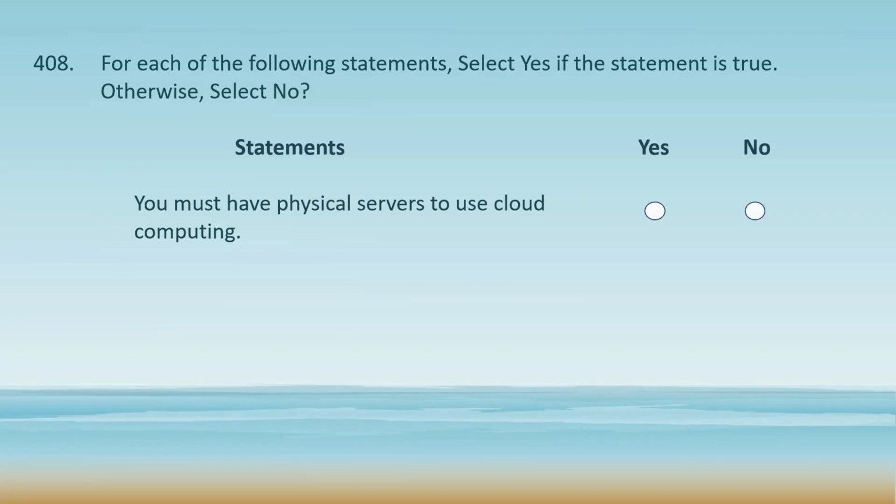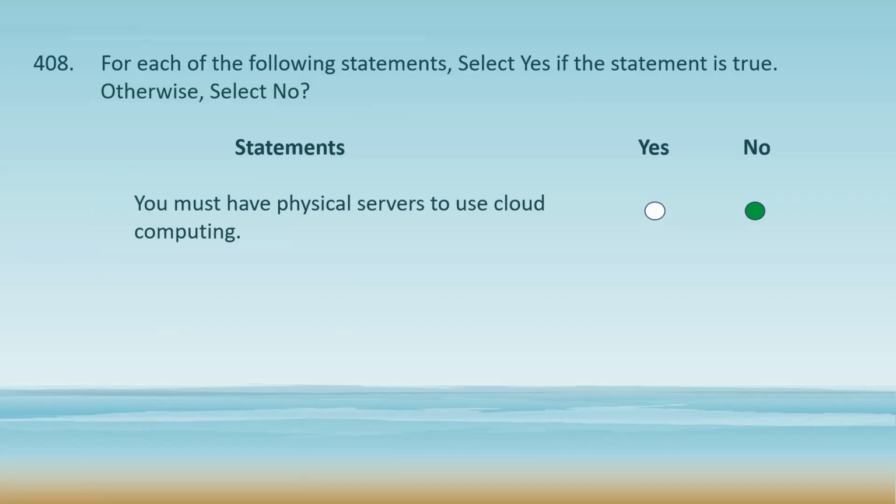The first statement is: you must have physical servers to use cloud computing. This is an incorrect statement. Cloud computing services provide virtualized resources such as virtual machines, storage, and networking, which are hosted on physical servers managed by the cloud service provider. Users access and manage these resources through a web-based interface or API without needing to directly manage physical servers.